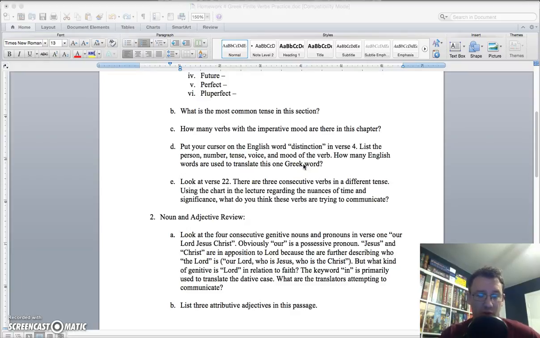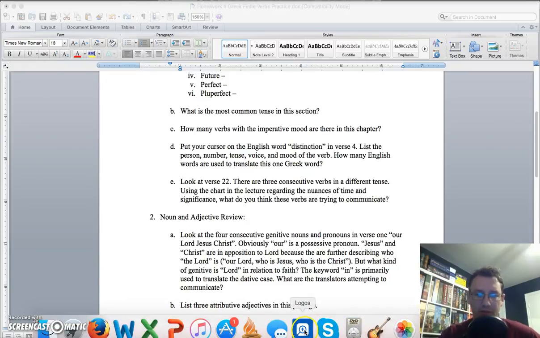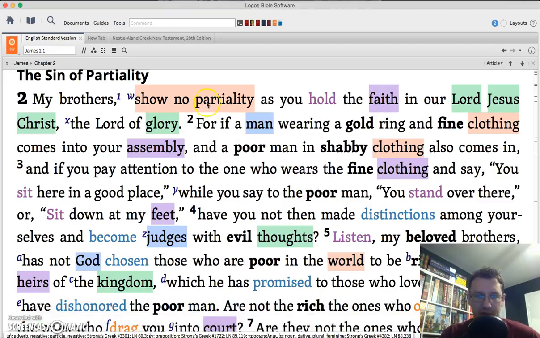Also want to just point out that if you read through them, they've translated a lot of them in ways that kind of obscures that they are in fact imperatives. For instance, in the very first verse, "my brothers, show no partiality as you hold," which is actually an imperative verb, and you wouldn't expect it to look that way.